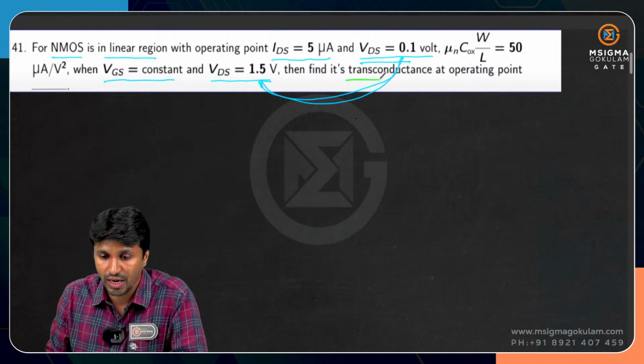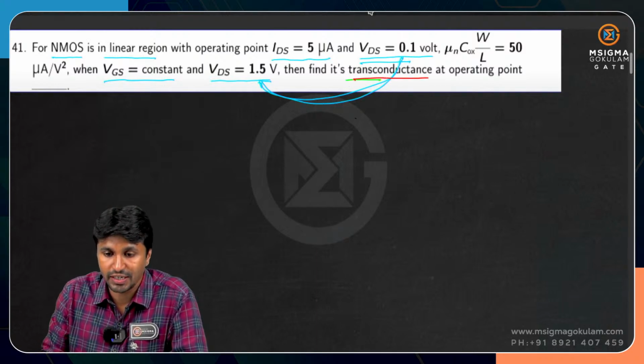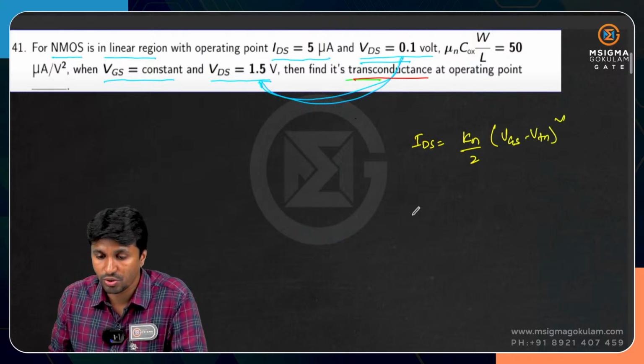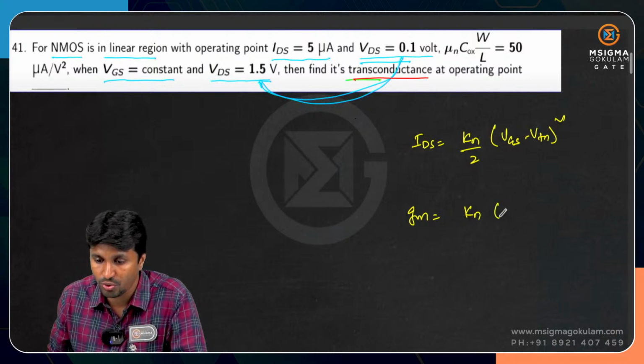So you are asked to calculate the transconductance. Transconductance in saturation: we know that IDS is equal to Kn by 2 into (VGS minus VTN) whole square. So what is the transconductance? Transconductance in saturation is nothing but gm is equal to Kn into (VGS minus VTN), right?